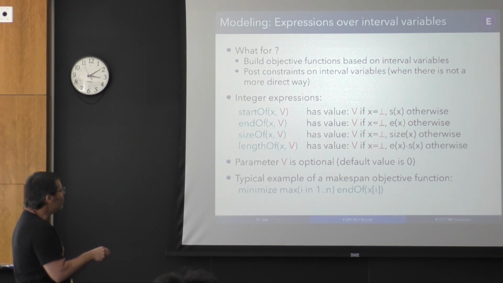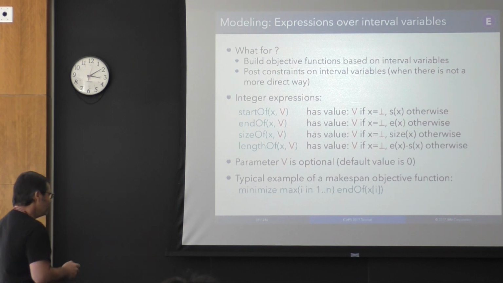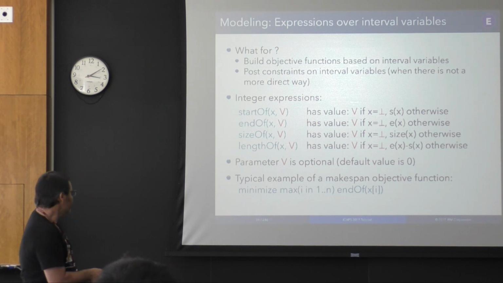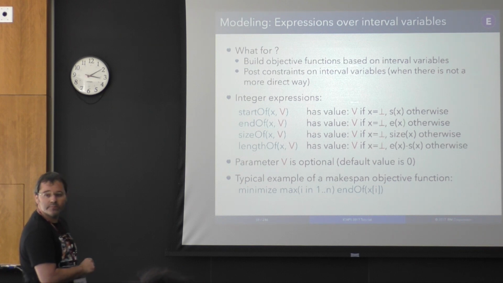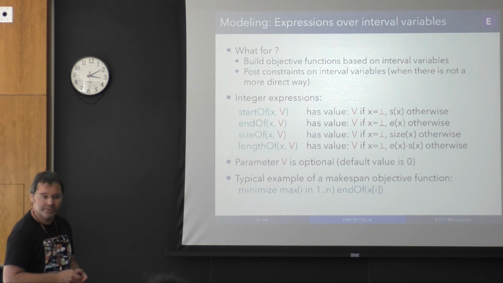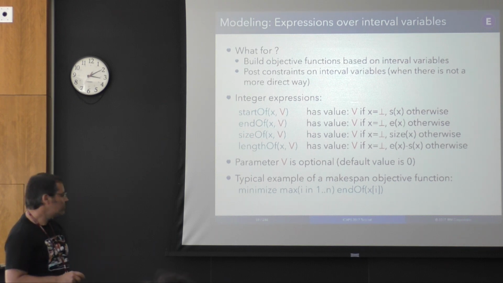By default in the model, this is 0. So when you write just start of x, you have to know that if x is absent, it's 0. Sometimes this can lead to some problems, but if you are not happy with this value, you can change it. This is a typical example of a makespan objective: you want to minimize the maximum over all the xi of the end time of this interval. Here it's good, even if the intervals are absent, because the default value is 0 and you want the max, so you can get the makespan this way, even if in your set of interval variables you have optional ones.